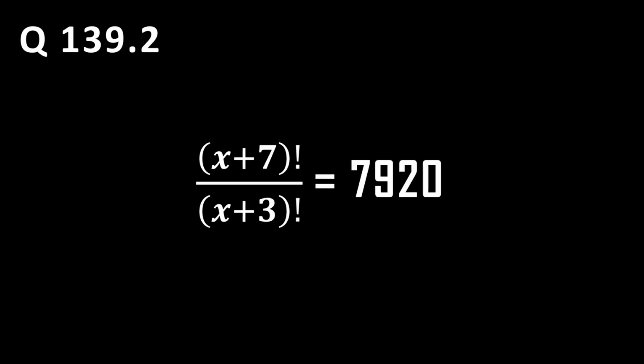This is question number 139.2. The question is, (x plus 7) factorial divided by (x plus 3) factorial is equal to 7920. Find x. We repeat, the ratio of factorial of x plus 7 and factorial of x plus 3 is given. We have to solve for x.